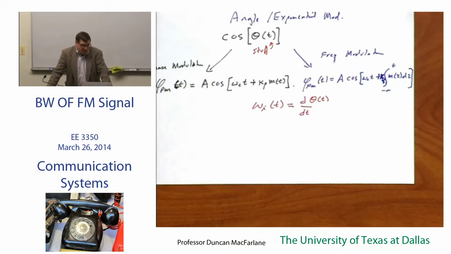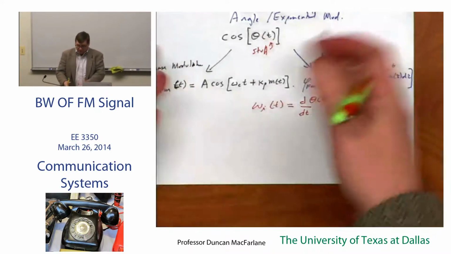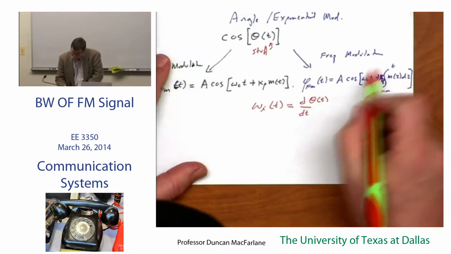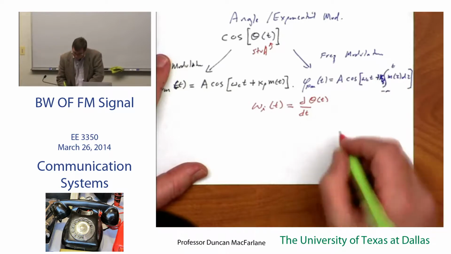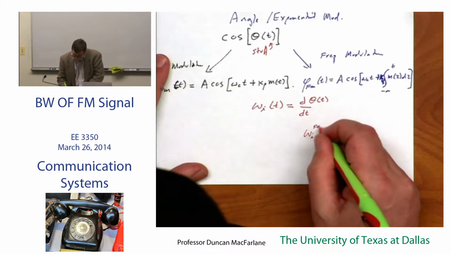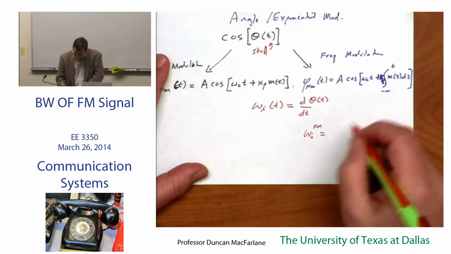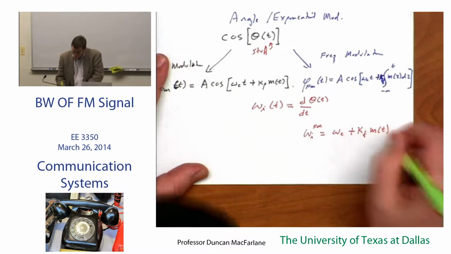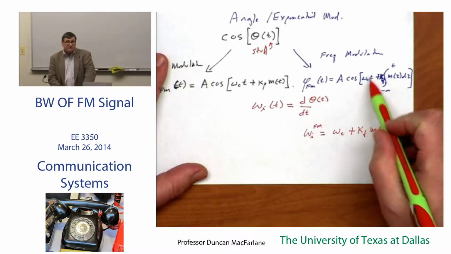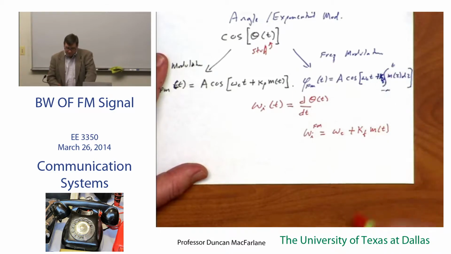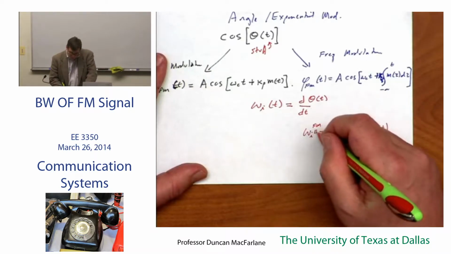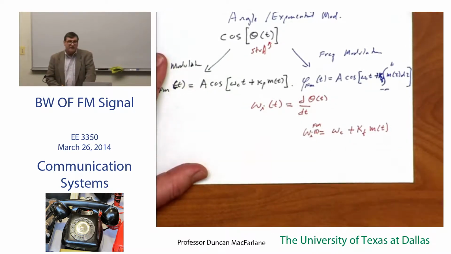I want you to start to get in the habit of asking, how do I deal with this cosine with a very funny payload? If I take d/dt of the stuff that's in here, I get omega_c from that term, and I undo the derivative and the integral, and so the instantaneous frequency, as a function of time, is omega_c plus k_f times m(t).